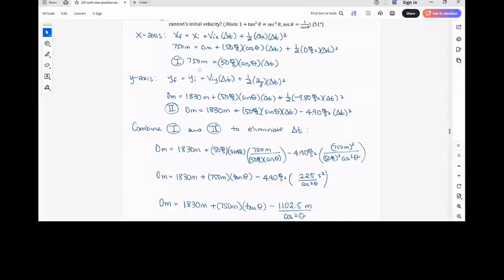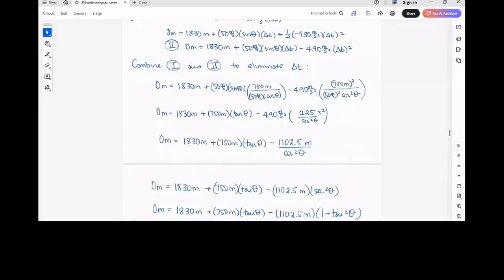But again, I end up with an expression that's got two unknowns. I don't know theta, and I don't know delta t. Do the same thing for the y direction, where I've got a negative acceleration, just like we used in our previous two steps. But I end up with Roman numeral 2 being an equation that has two unknowns, theta and also delta t. So if I combine these two to eliminate delta t, I initially end up with 0 meters on the left being equal to 1,830 meters plus v initial sine theta times now the horizontal range 750 meters over 50 meters per second times cosine theta.